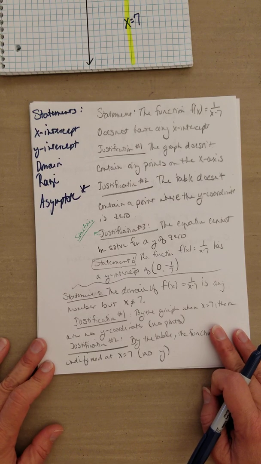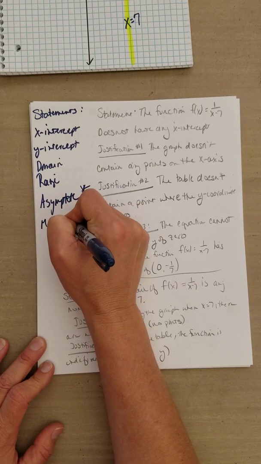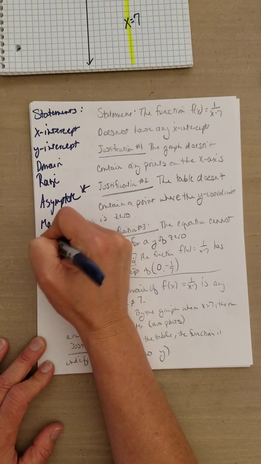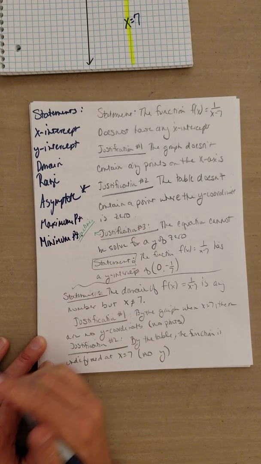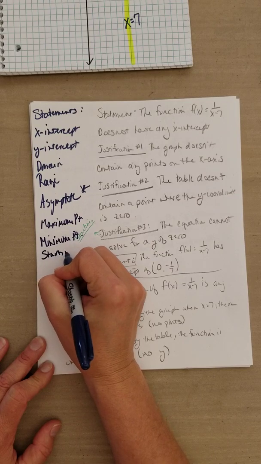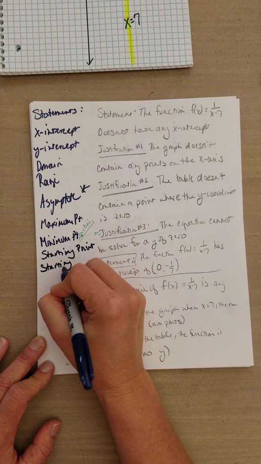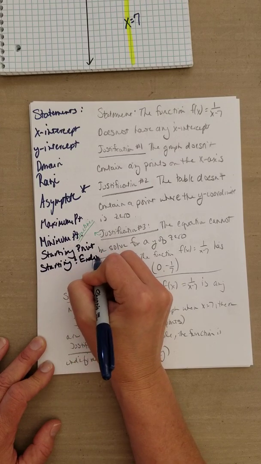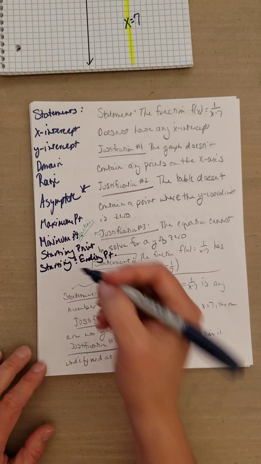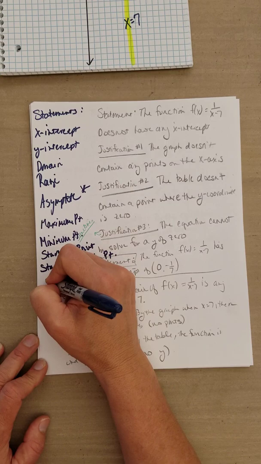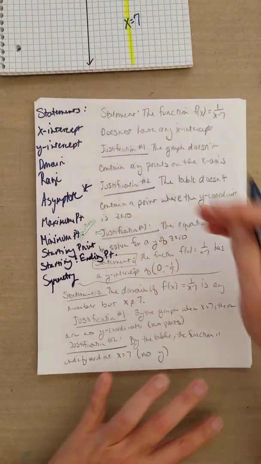All right, so at this point, we'd end class by saying, okay, what else could I write statements on? What other parts of graphs did I have? I could write about a maximum point. I could write about the minimum point, if there is one. I could talk about a starting point. I could talk about a starting and ending point. And then in the past, I've had some kids who talk about symmetry, if it's symmetric.